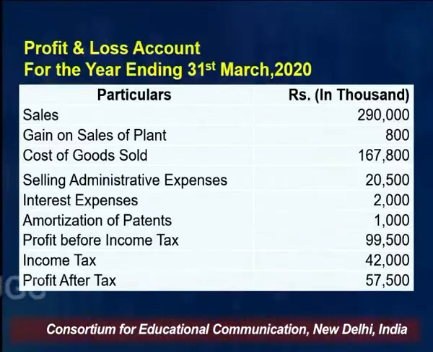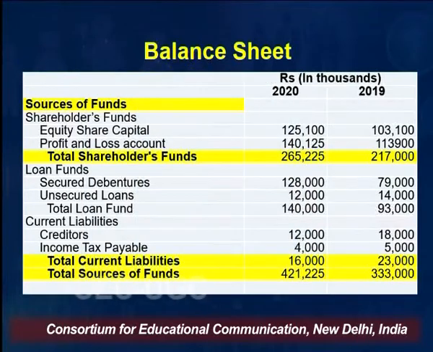The company is giving you the profit and loss account of that specific year, 31st March 2020. They are giving you the sales, gain on sales of plant, cost of goods sold, and different expenses. After that, you find profit before income tax, 99,500, then income tax, and afterwards profit after tax. So the profit and loss account is provided in a very simplified form. If you look at the balance sheet, it is provided in a different format, but it is for 2 consecutive periods.